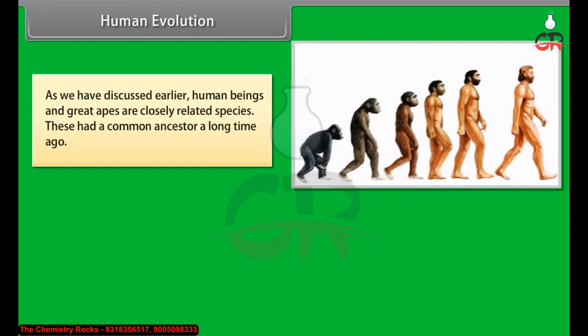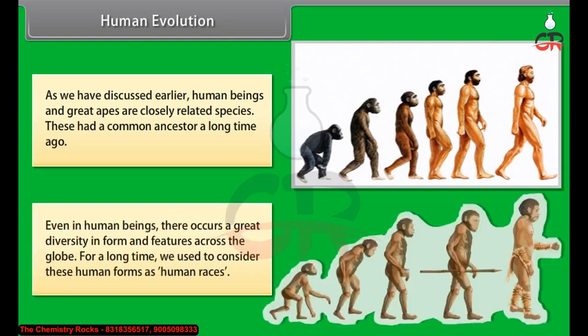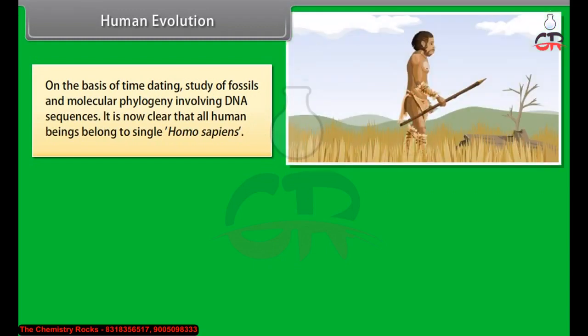As we have discussed earlier, human beings and great apes are closely related species. These had a common ancestor a long time ago. Even in human beings, there occurs a great diversity in form and features across the globe. For a long time, we used to consider these human forms as human races. On the basis of time dating, study of fossils, and molecular phylogeny involving DNA sequences, it is now clear that all human beings belong to a single species, Homo sapiens.